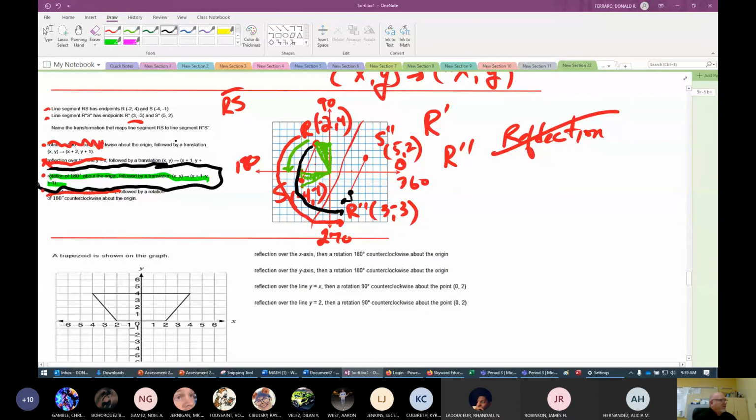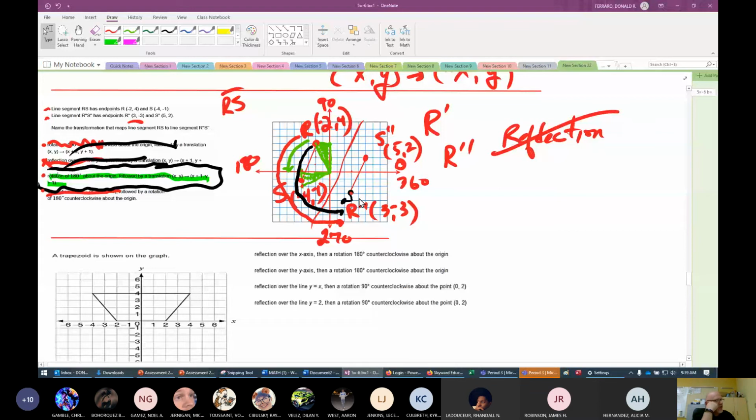All these others I was able to eliminate. But we got to go through all the different scenarios. We okay with that one? A rotation of 180 degrees followed by a translation. Couldn't be a reflection or the translation because R prime, R double prime, and S double prime change positions. All right, so now let's move on to the next one.